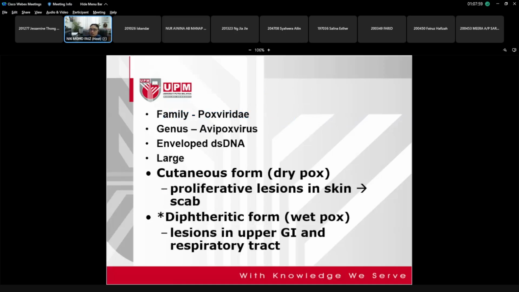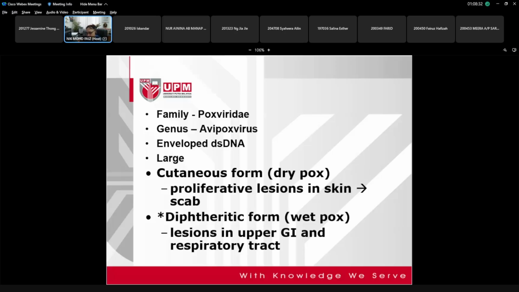Okay, it belongs to the family Poxviridae, genus Avipoxvirus. Is an enveloped double-stranded DNA. It's a large virus. Pox virus is a large virus. That's why they have some other vaccine. No, pox virus is used as vector. Dia masukkan gene virus lain ke dalam pox. Sebab dia punya gene tu besar. Boleh masukkan.